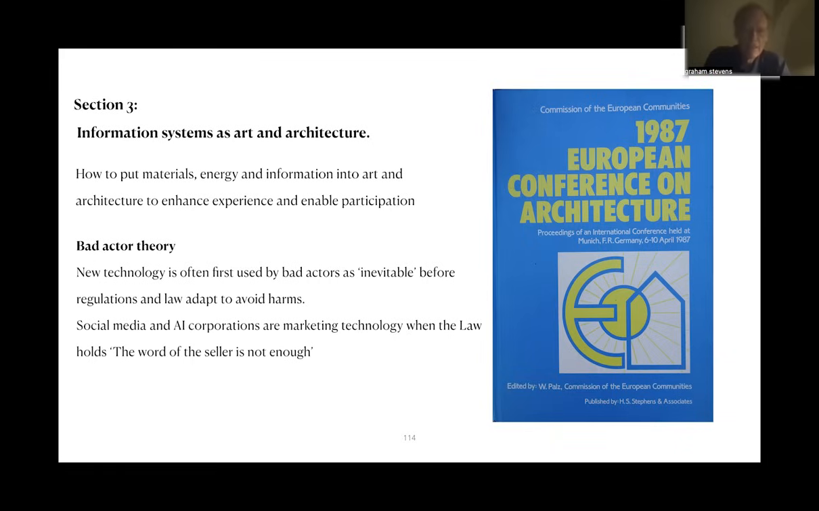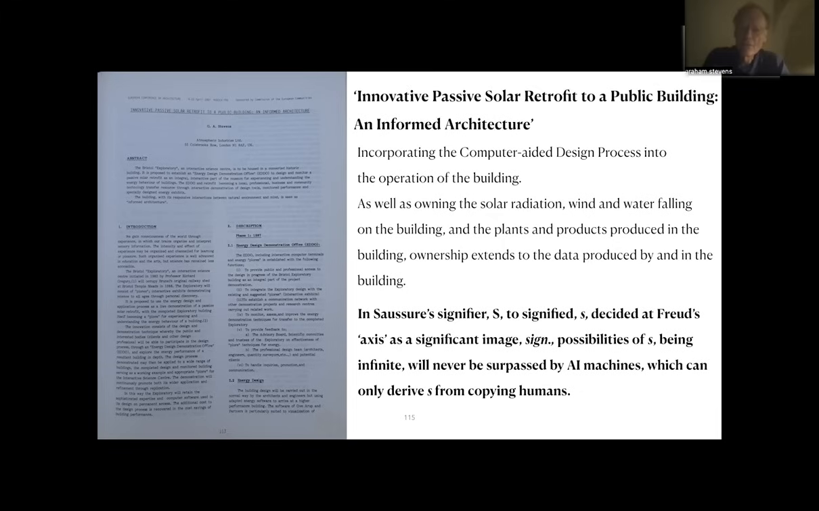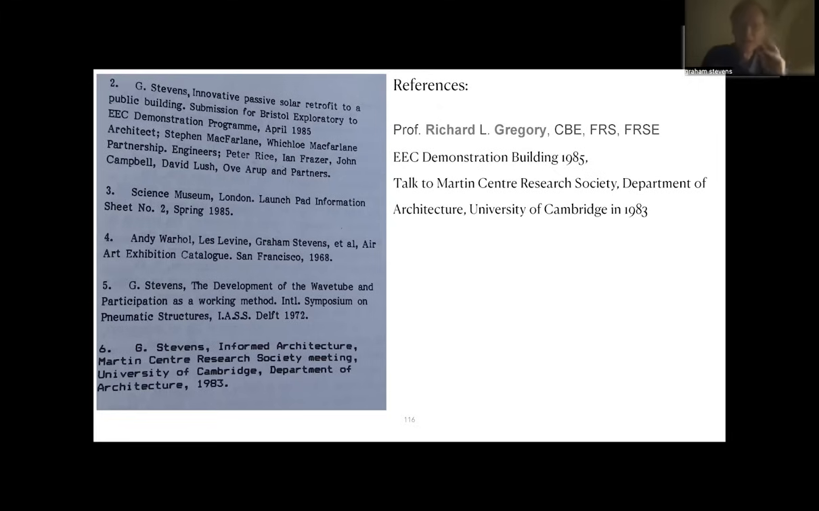The first thing was how to put the materials, energy, and information into the architecture to enhance the experience and enable participation. I gave this paper at the 1977-78 European Conference on Architecture. Innovative passive retrofit to a public building, an informed architecture. So this is the first reference to information in the architecture.